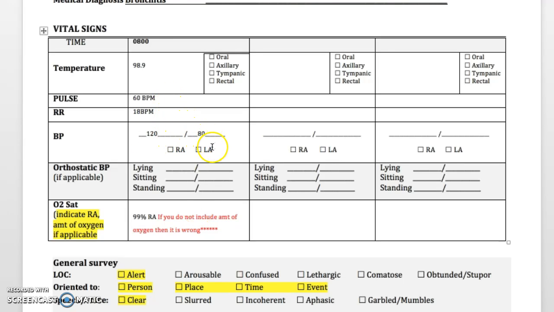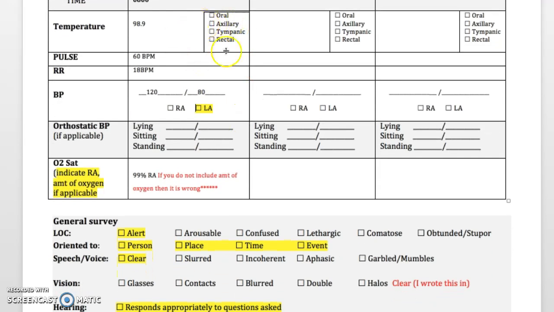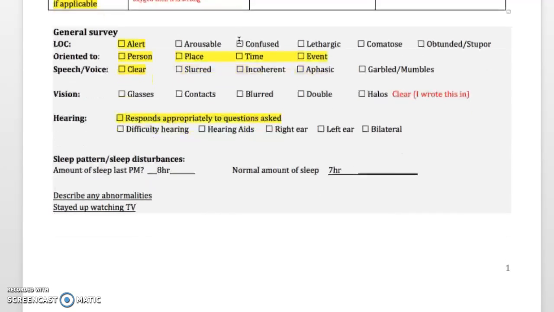And then for blood pressure, you should say whether or not it was the left arm, the right arm, whether or not they were lying down, sitting, or standing while you took that blood pressure. And temperature, you need to include the route just to make sure we can have a clear understanding as to what was the most accurate reading for that patient.